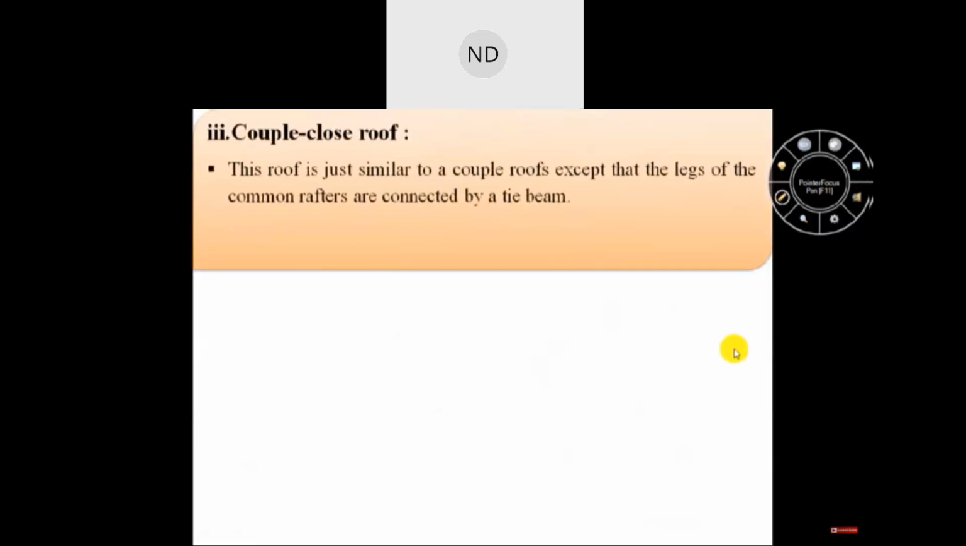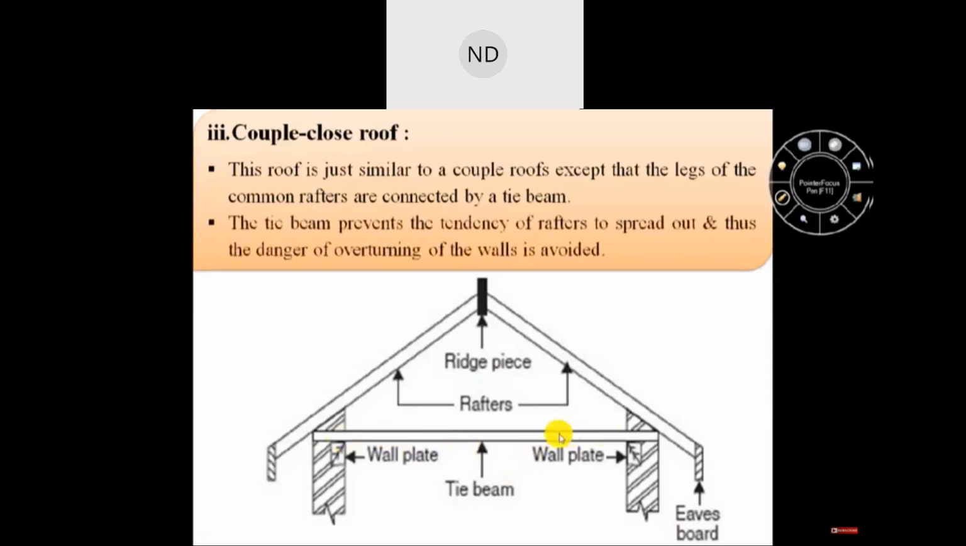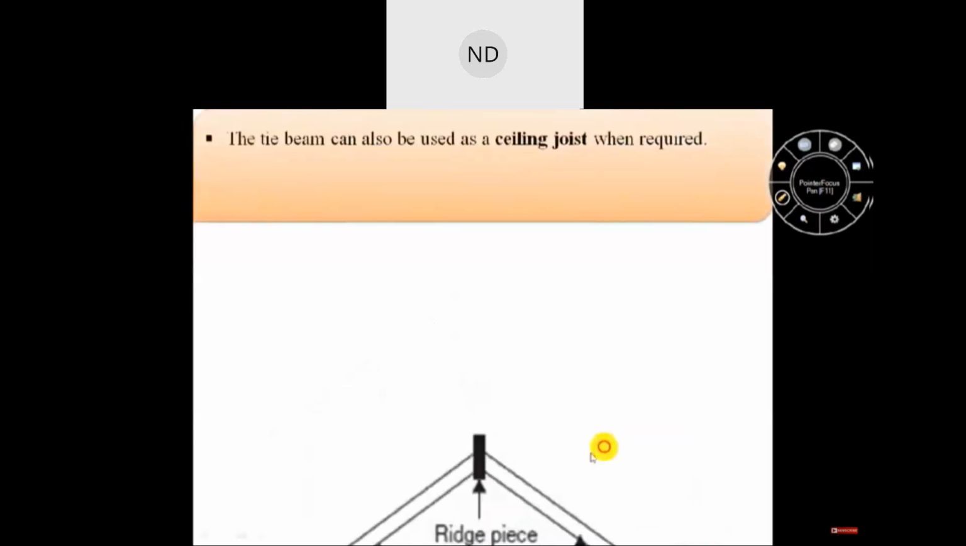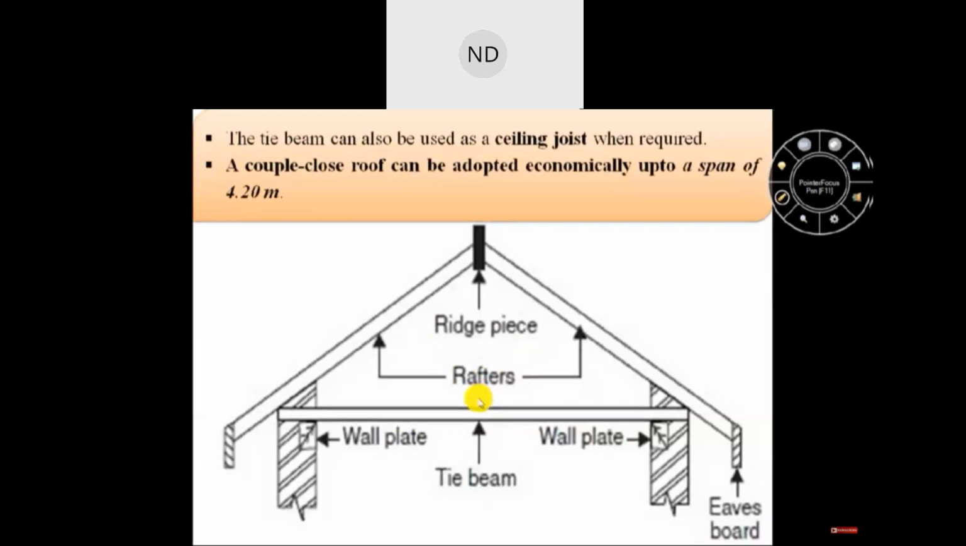Now, the third form of single roof is couple closed roof. This couple closed roof is just similar to couple roof except that the legs of the common rafters are connected by tie beams as shown in this image. So here we can see legs of these common rafters are connected by this tie beam. This tie beam prevents the tendency of rafters to spread out and thus the danger of overturning of the walls is also avoided. In this image, we can see this tie beam can also be used as a ceiling joist when required. This roof can be adopted economically up to a span of 4.20 meters.